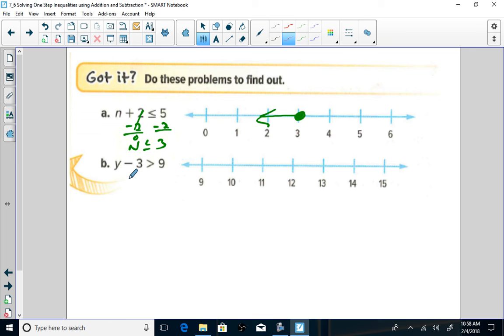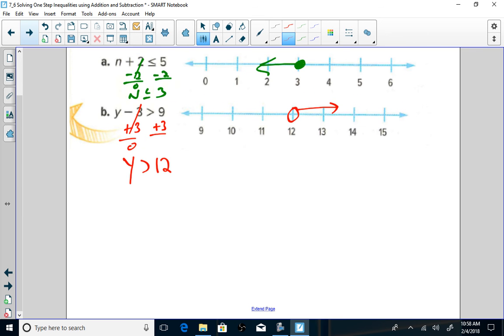Try the next one. I see subtraction. The inverse operation would be addition. So I'd start by adding 3 to both sides of the inequality. It's going to be 0. You're left with y is greater than 9 plus 3, which is 12. I circle 12 on the number line. It's an open circle. Solution should be to the right. Check it. I'll try 13. Is 13 minus 3 more than 9? The answer to that is yes.